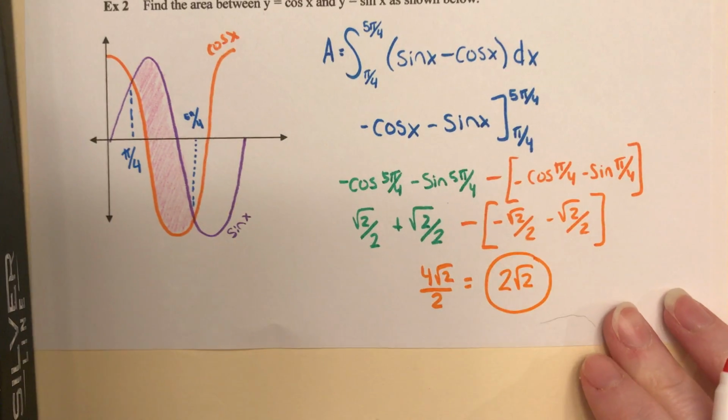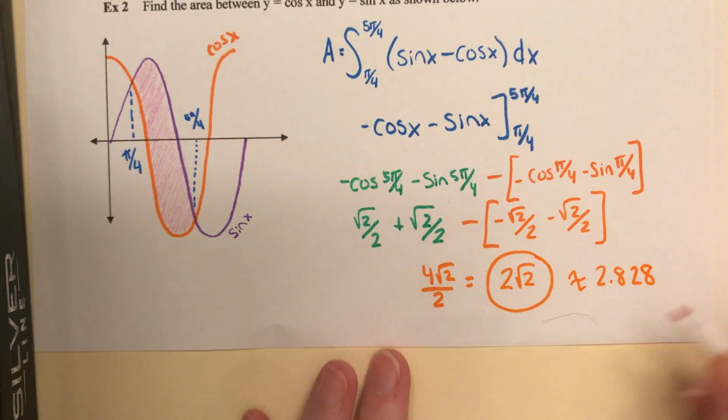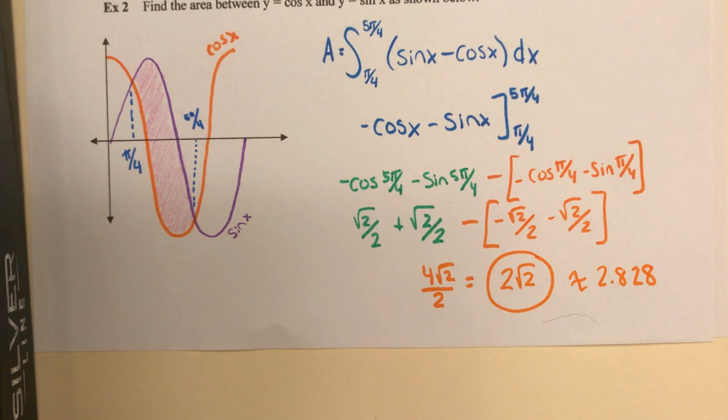And if you check that on your calculator, you'll get the decimal 2.828. So you might want to take some time just to practice plugging that in your calculator, and you should see if you get that decimal. Now you do want to make sure you're in radians.